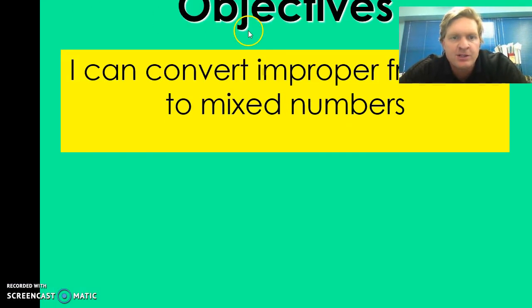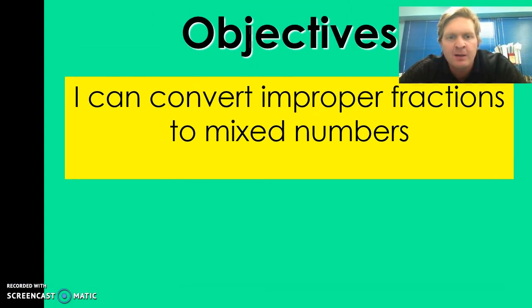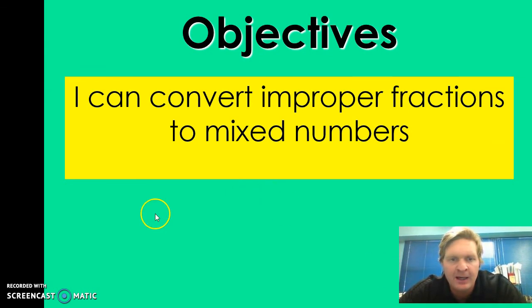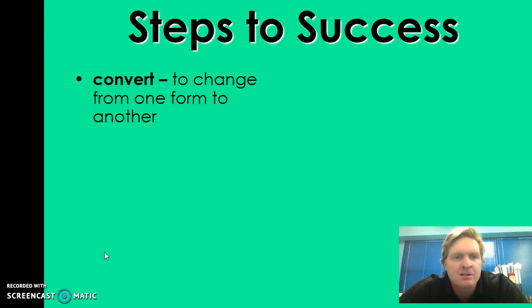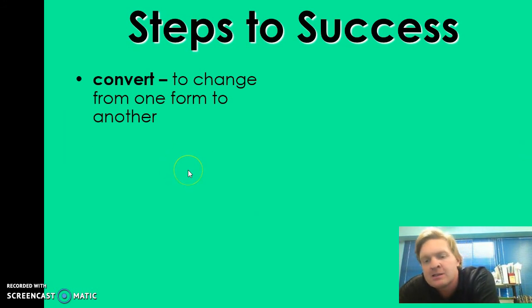Today our objective for the lesson is we are going to be converting improper fractions to mixed numbers. That's going to be our goal for the lesson. I'm just going to move myself out of the way down here to the corner if I can. How we're going to do that, steps to success, we're going to convert, to change from one form to another. In this case it's going to be converting improper fractions to mixed numbers.